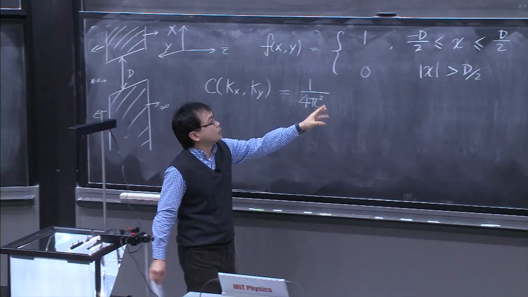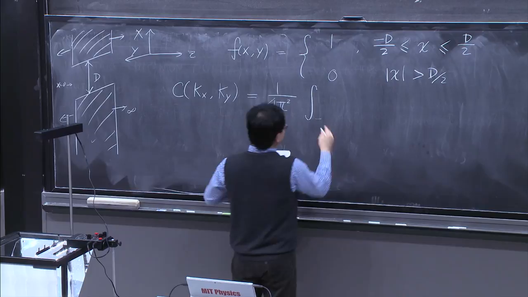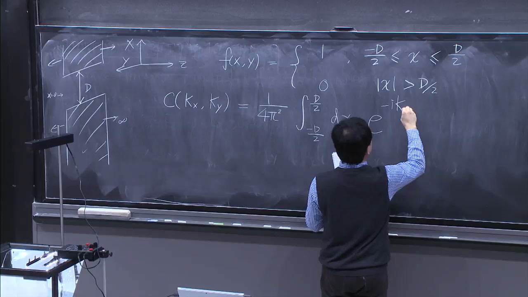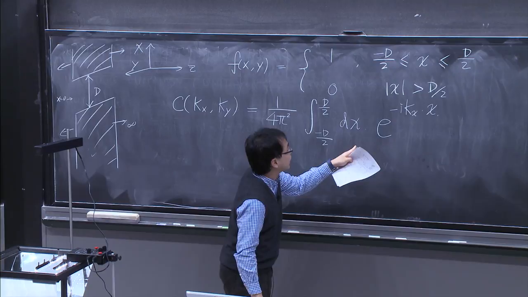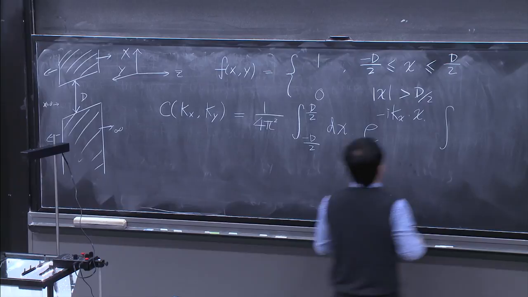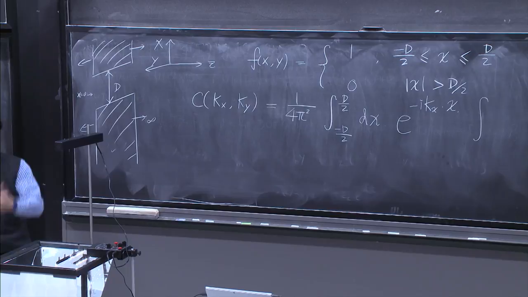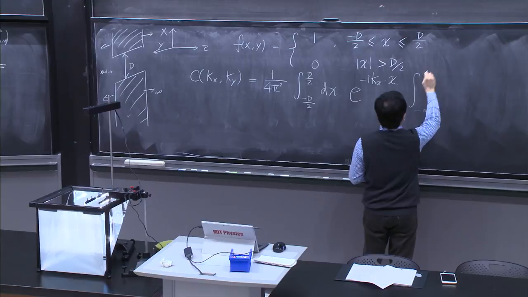F of x, y is only non-zero between minus d over 2 and plus d over 2 in the x direction, right? Therefore, this integration becomes an integration from minus d over 2 to positive d over 2 dx of exponential minus i kx times x, right? I'm taking part of the k vector dot r out of this formula. The relevant part related to the x direction integration is exponential of i kx times x. And now I can do the integration in the y direction. You can see that in the y direction, this slit is infinitely long, covering from the left-hand side edge of the universe to the right-hand side edge of the universe, really long, super long. Finally, minus infinity to infinity, all right?